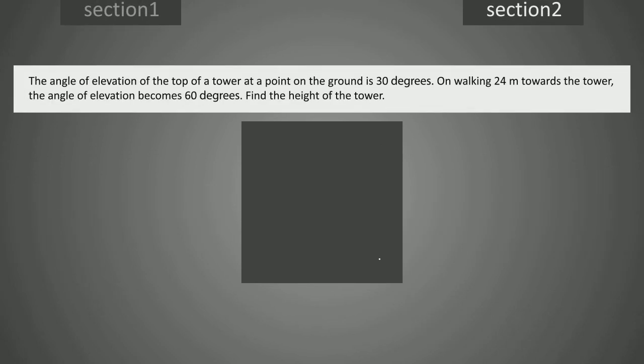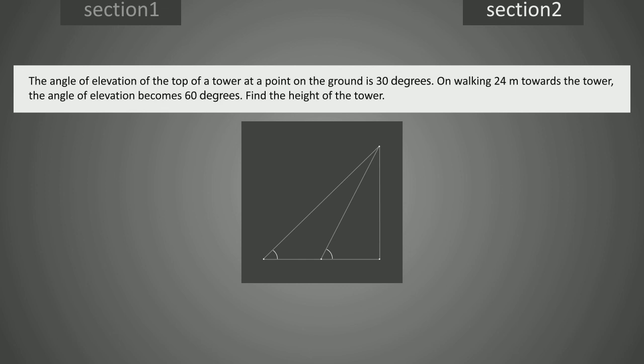Problem 2. The angle of elevation of the top of a tower at a point on the ground is 30 degrees. On walking 24 meters towards the tower, the angle of elevation becomes 60 degrees. Find the height of the tower. Step 1. Laying out the picture. There is a tower, let's say of height h, and there is a point which makes an angle of 30 degrees with respect to the top of the tower from the ground. And when it moves a distance of 24 meters towards the tower, the angle changes to 60 degrees.